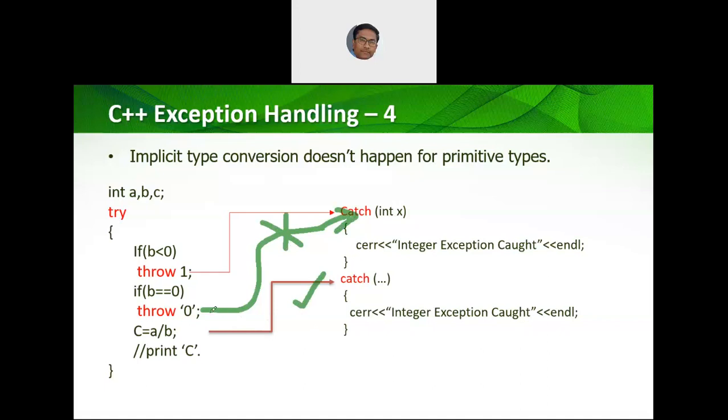Is the point clear? Yes, sir. 1 will be handled as an integer catcher, but when you are throwing 0, ASCII 0, since there is no ASCII catcher, it goes to the universal catcher. Okay. Shall I proceed?